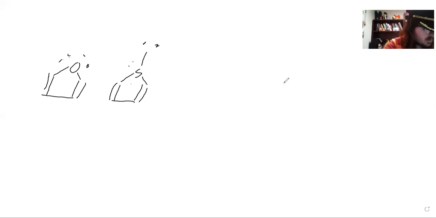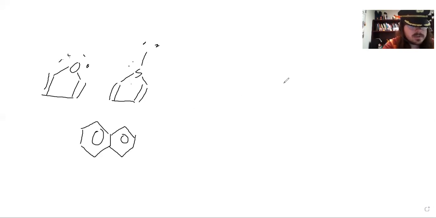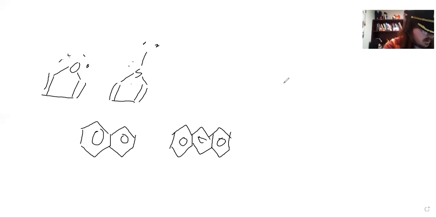So now you can also have polynuclear aromatic hydrocarbons, like fused rings, like naphthalene, C10H8. Does that follow the Hückel rule? 10 electrons, 4 times 2 plus 2, 10. Yep, that's aromatic. Anthracene, that's three fused rings. That's 14 electrons. That achieves the Hückel rule. Also aromatic.